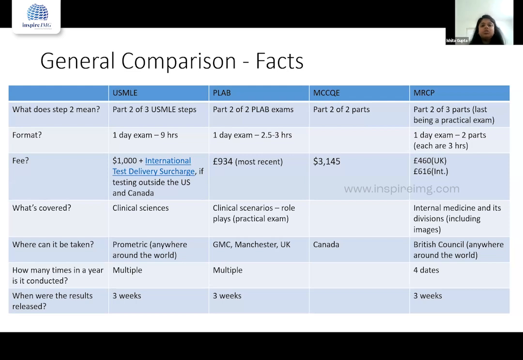For MRCP Part 2, that's written. That can be taken anywhere around the world. And the testing agency, they don't have a third party. It's conducted by the British Council. So that's just direct, but again, it can be taken anywhere around the world.